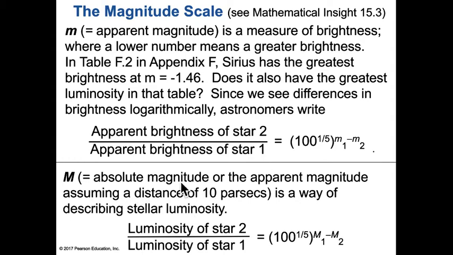And here we have absolute magnitude. This is basically apparent magnitude at a distance of 10 parsecs. Again, absolute magnitude is just apparent magnitude at a distance of 10 parsecs.